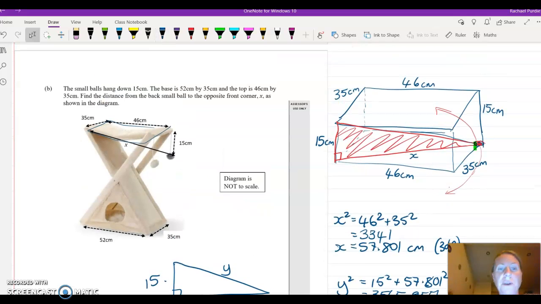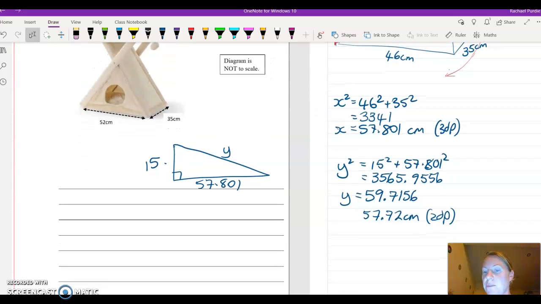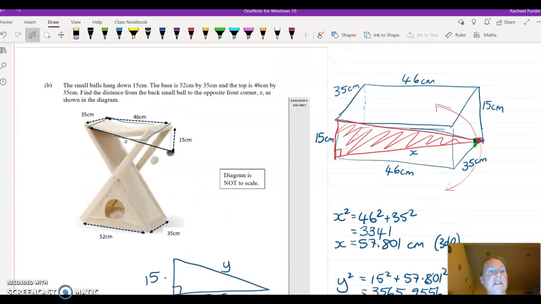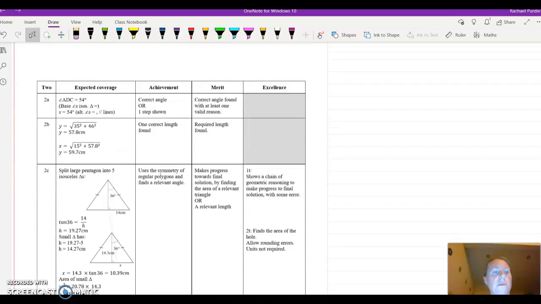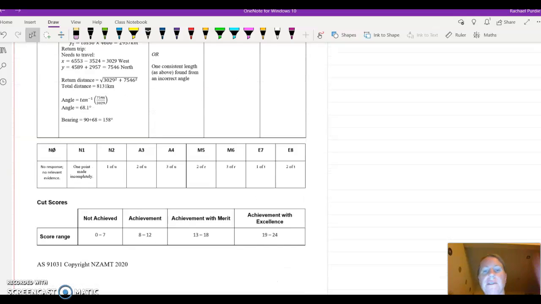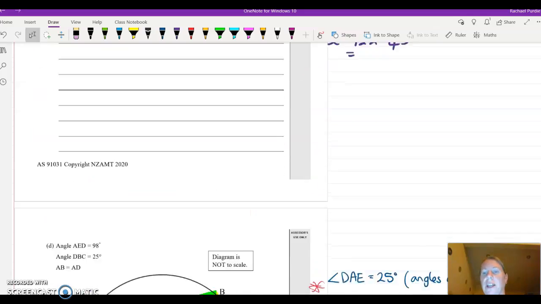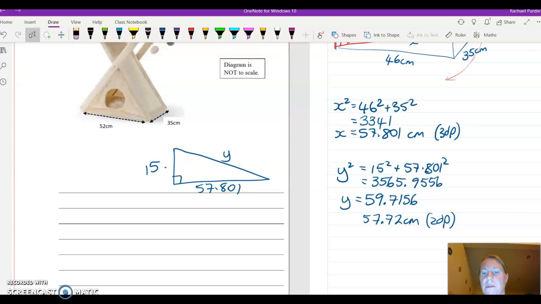So we want to answer our actual question. The distance from the back small ball to the opposite front corner is 59.72 centimetres. So that was question 2b, and that one was worth a merit mark. Okay, 59.7. Sorry, I made that a 57, didn't I?